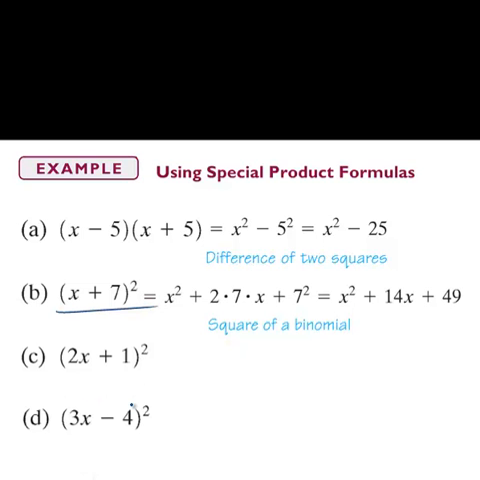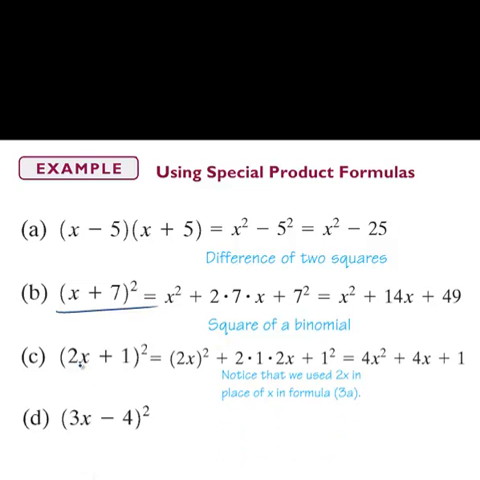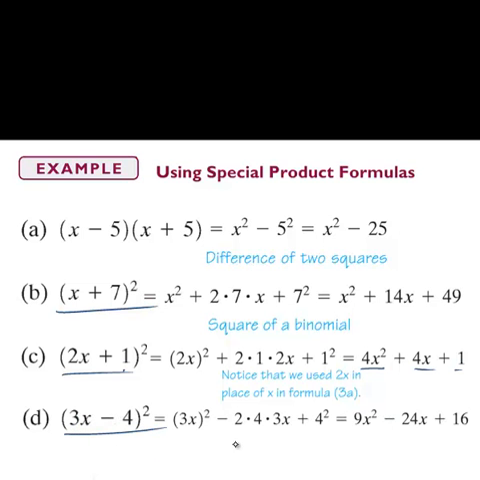2x plus 1, that's another square of a binomial. 2x plus 1 squared. So think about that 2x, quantity squared is 4x squared. All right, plus 2 times 2x times 1, which is 4x, plus 1 squared, which is that one right there. Here we've got 3x minus 4 squared. 3x squared is 9x squared. So there's your 9x squared plus 2 times 3x times negative 4, which is negative 24x, plus negative 4 squared, which is 16.